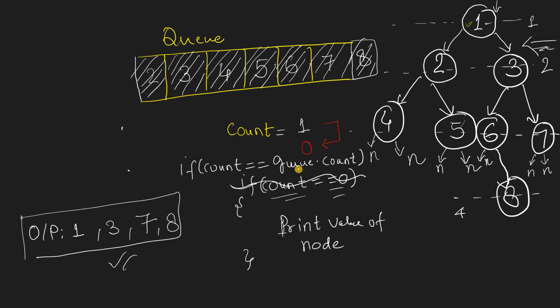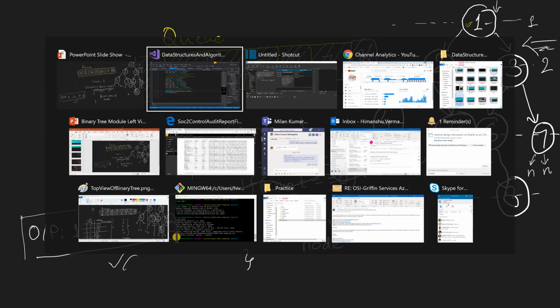So that's why we are saying when count is equal to the queue count, then we'll print the value of the node. If you're not understanding it, just wait for a few minutes. You will understand it when we write the code in the next sequence. I hope now you guys understood how you can implement the left view and the right view of the tree. So now let's go ahead and write the code for this.